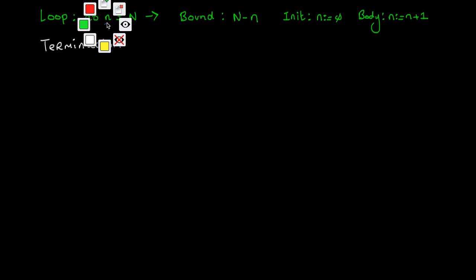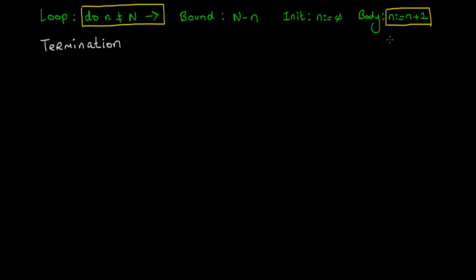We know that the guard on our loop is do small n not equal to large N. So small n has to progress towards large N, and we looked after that in the loop body by saying that small n was going to become equal to itself plus 1 every time around the loop. We have a bound function which says large N minus small n, and we need to show that that bound function is a decreasing function.